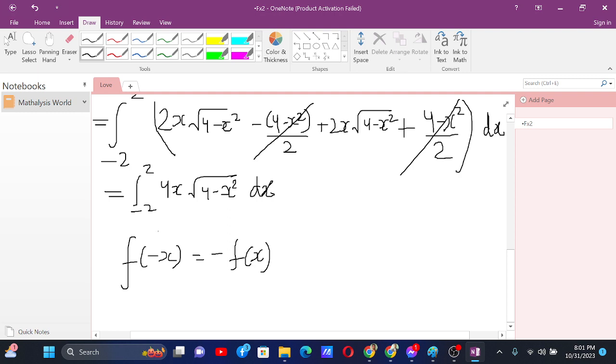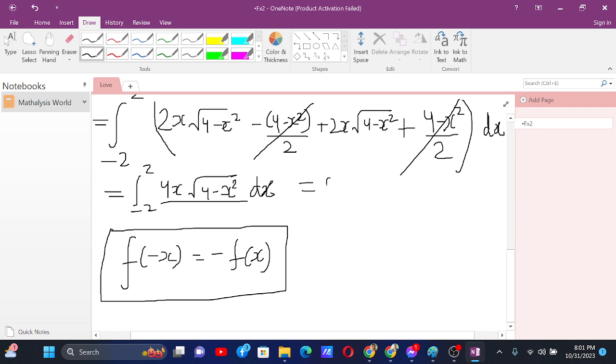So this is an odd function, and if we are integrating an odd function over a symmetric domain, that is from negative a to a, or negative 2 to 2, or negative 3 to 3, something like that, the integral of our function is always zero. So because this property is satisfied by this function, the integral is zero, and that's the answer.